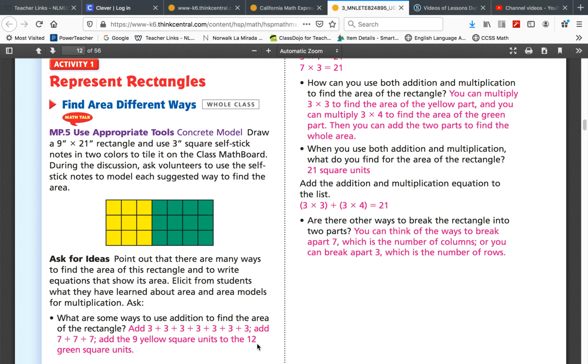This is really involving the distributive property of multiplication. If this rectangle were all one color, it would be very easy for your eye to see 1 row of 7, 2 rows of 7, 3 rows of 7. 3 times 7 equals 21. The area is 21 units squared.